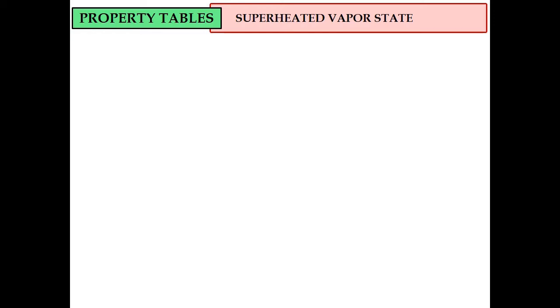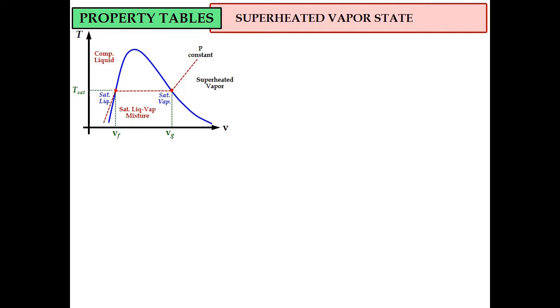So for part number 5, we will discuss the property tables for the superheated vapor state or superheated vapor region. We will learn how to determine the data for the superheated vapor region. Okay, this is the TV diagram. Now our concentration is on the superheated vapor region.